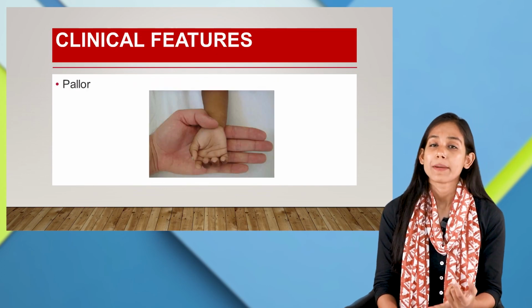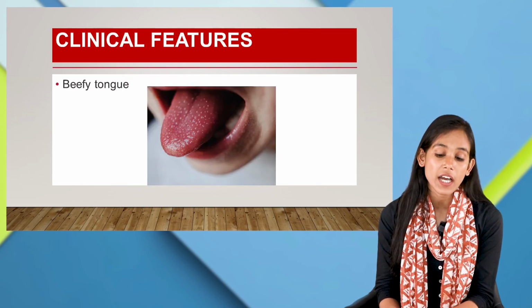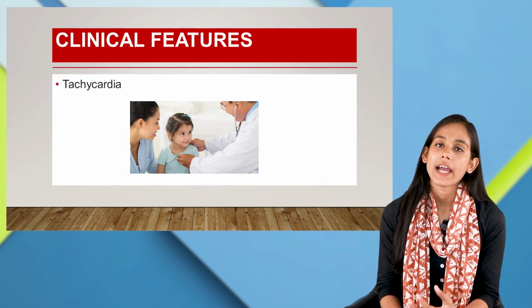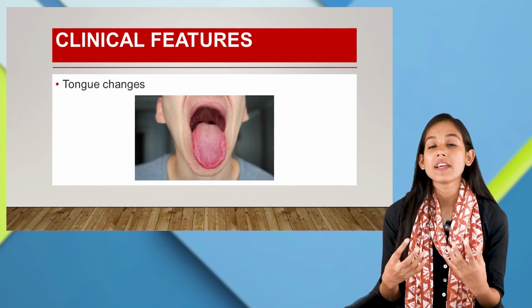Also we can see there might be pallor, angular cheilosis, beefy tongue, tachycardia, and even the child might have pharyngeal webs, and also there might be tongue changes. So these are the clinical features.